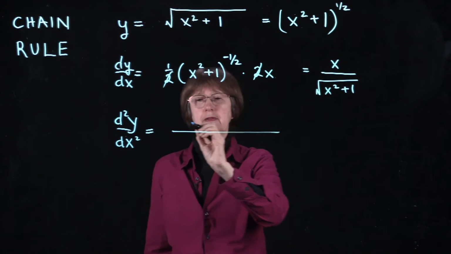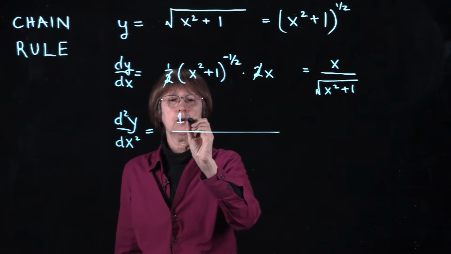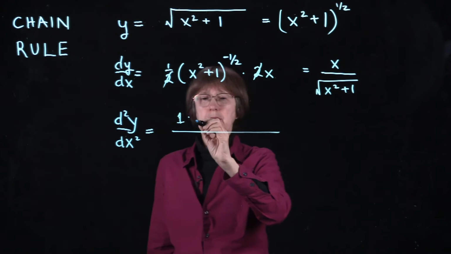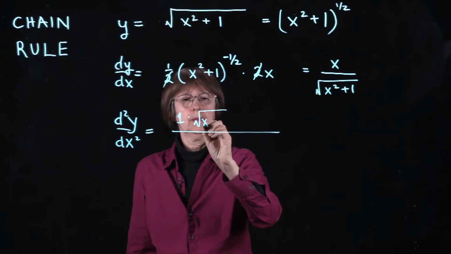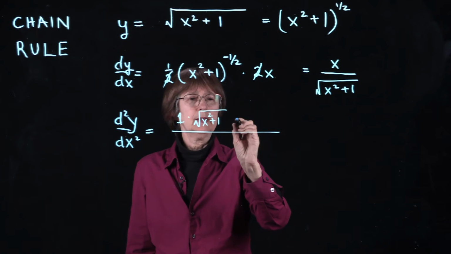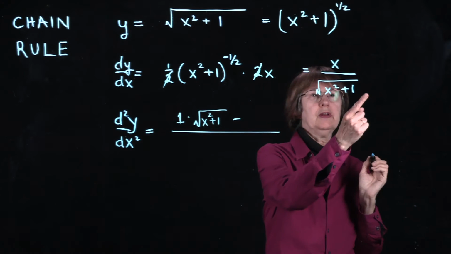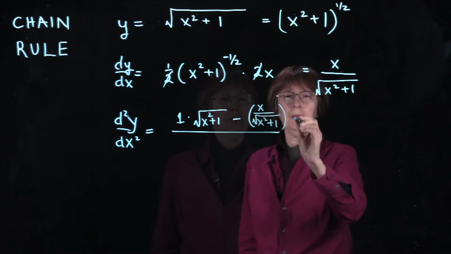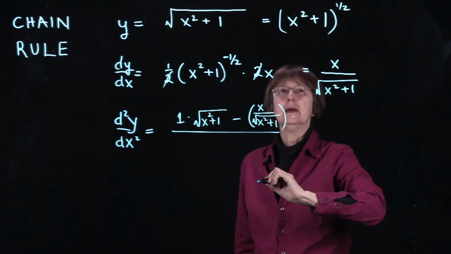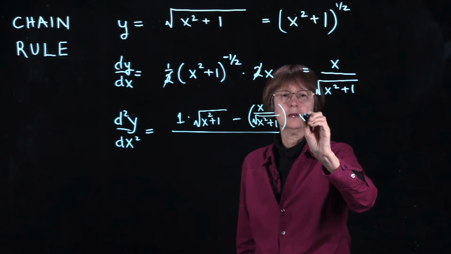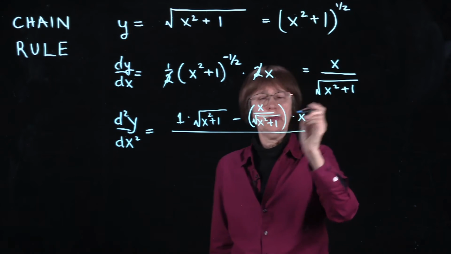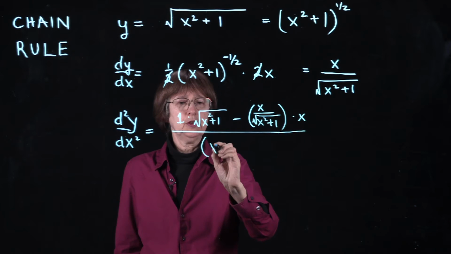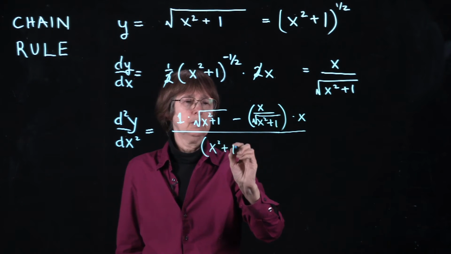We'll take the derivative of the top, which will give us a 1, multiplied by the denominator, and subtract from that the derivative of the denominator, which we have just computed, multiplied by the top, which is x, divided by the square of the denominator, x squared plus 1.